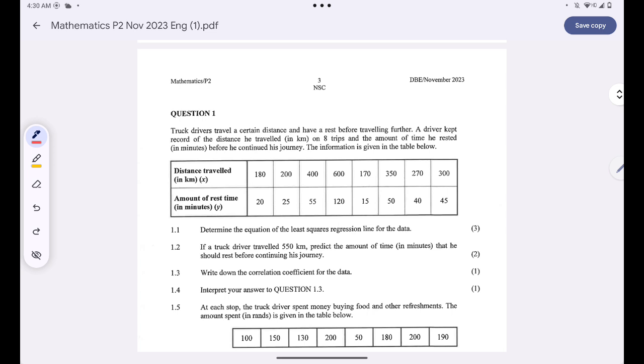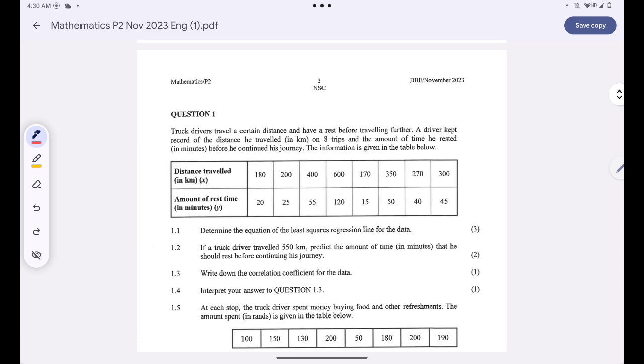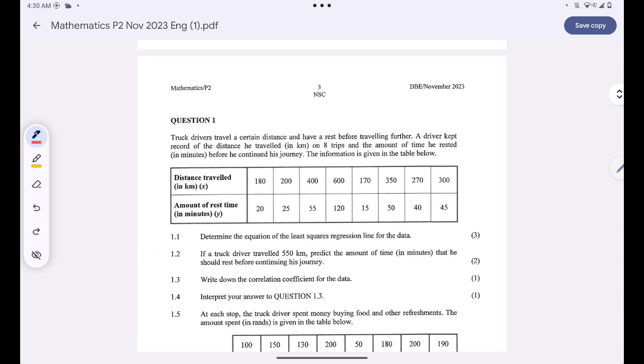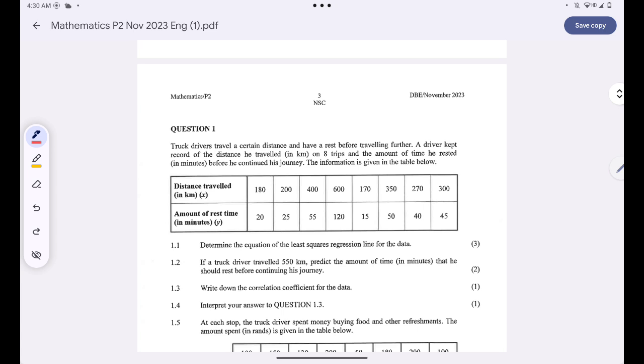Okay, we can see that after traveling 180 kilometers, the driver took a rest for 20 minutes. After traveling the distance of 200 kilometers, the driver took a rest for 25 minutes. After traveling for 400 kilometers, he took a rest for 55 minutes, etc. So, to answer the questions, guys, we must just input this information in our calculator.